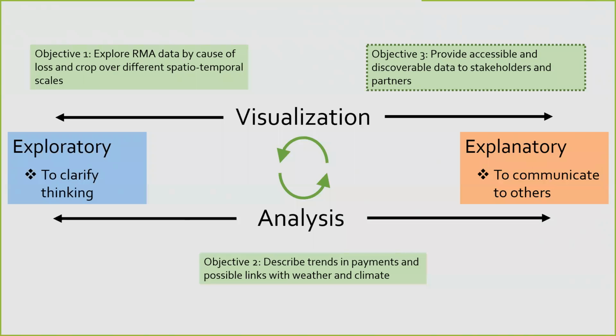Now moving on to our third objective, our third objective is to provide accessible and discoverable data to our stakeholders and partners. So after exploring what data are available and assessing any trends, we need to communicate this to others and eventually receive feedback on all 3 objectives.